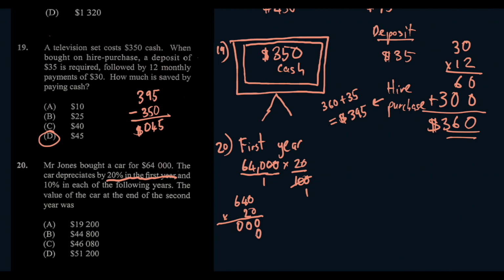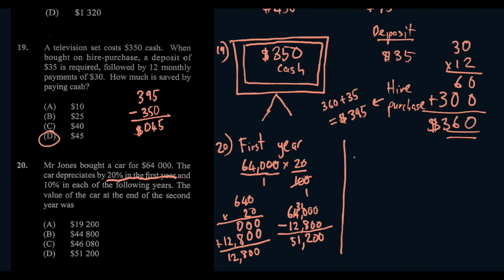So 2 times 0 is 0. 2 times 4 is 8. 2 times 6 is 12. When we add this together, we'll have 12,800. So at the end of the first year, the value of the car would be 64,000 subtract 12,800. When we subtract this, we'll get $51,200. So that's the value at the end of the first year.